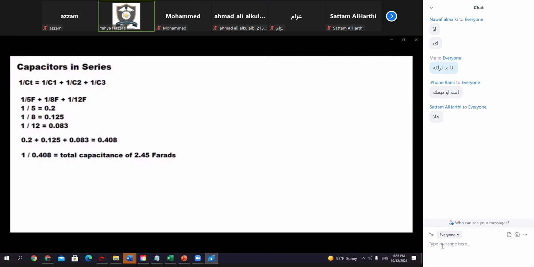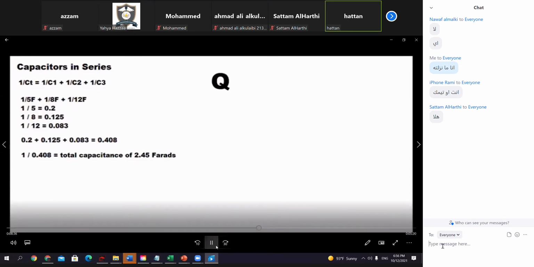The charge stored on the circuit is measured in coulombs. The symbol for charge is Q. To find the total charge stored on the circuit, we multiply the total capacitance by the voltage. Total capacitance is 2.45 farads. Total voltage is 5 volts. 2.45 multiplied by 5 gives us a total charge of 12.25 coulombs.